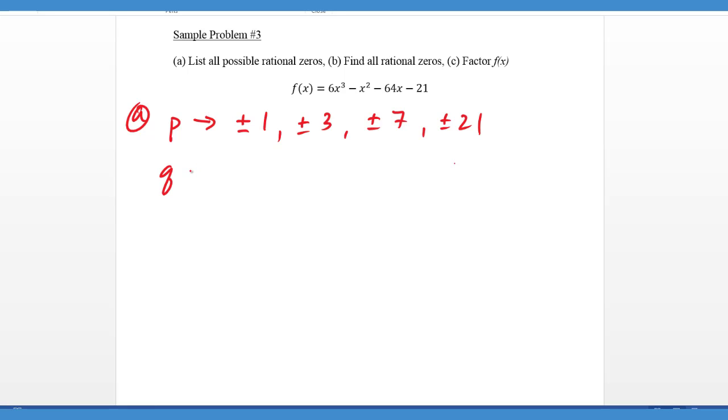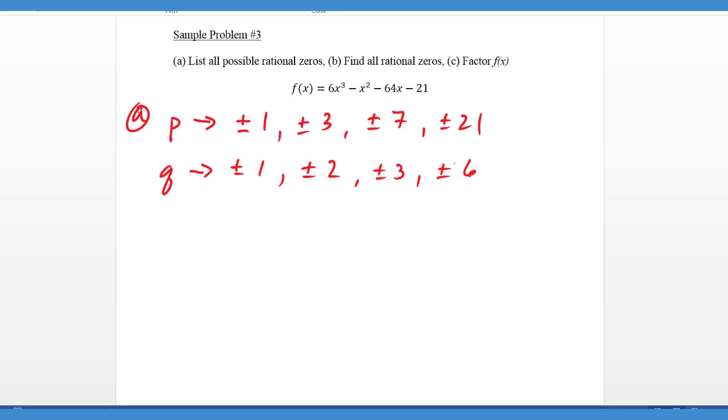Then we have to do q, and q is all of the possibilities of the leading coefficient, which is 6. So that's plus or minus 1, plus or minus 2, plus or minus 3 and plus or minus 6.